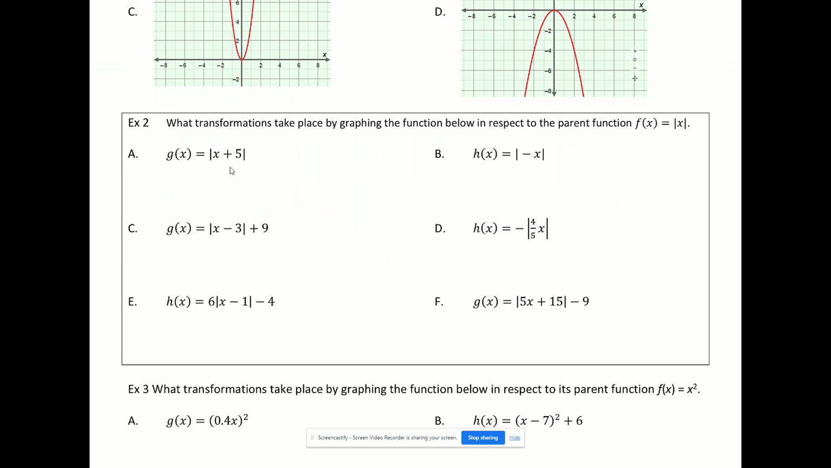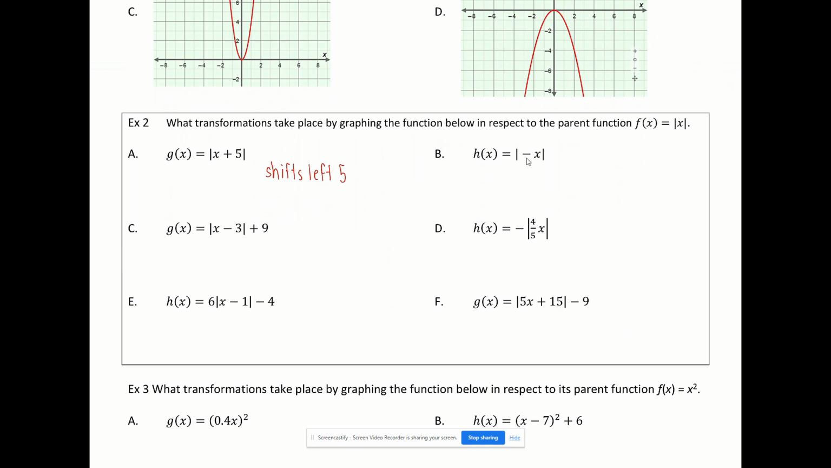Look, what's happening? We're adding 5 inside. That's a horizontal shift. Remember the rule inside? It's the opposite. That looks like a positive 5, so it's actually a negative 5 horizontal shift. What's a negative 5 horizontal shift? It shifts left 5.